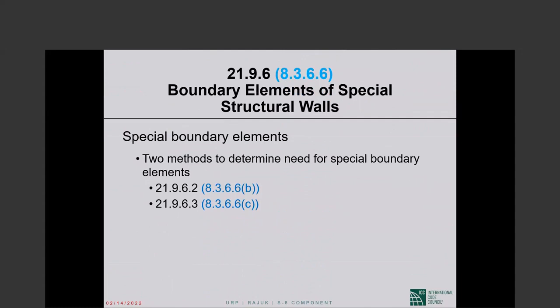Now, do we need specially confined boundary elements at the ends? This is a very, very significant topic. Let me explain it this way. I said in our discussion to introduce the current design method that there is no difference between a column and a shear wall when it comes to design for P&M. That is true, but not quite.